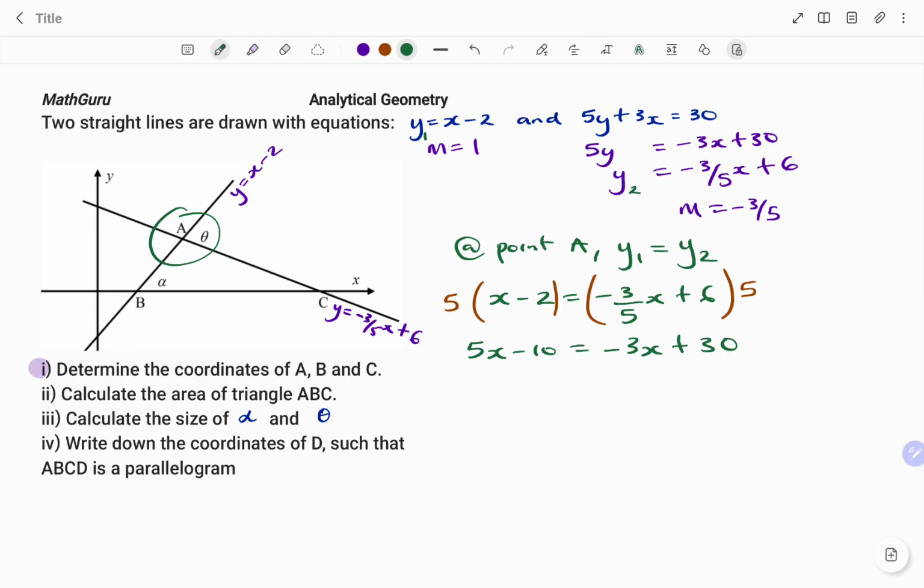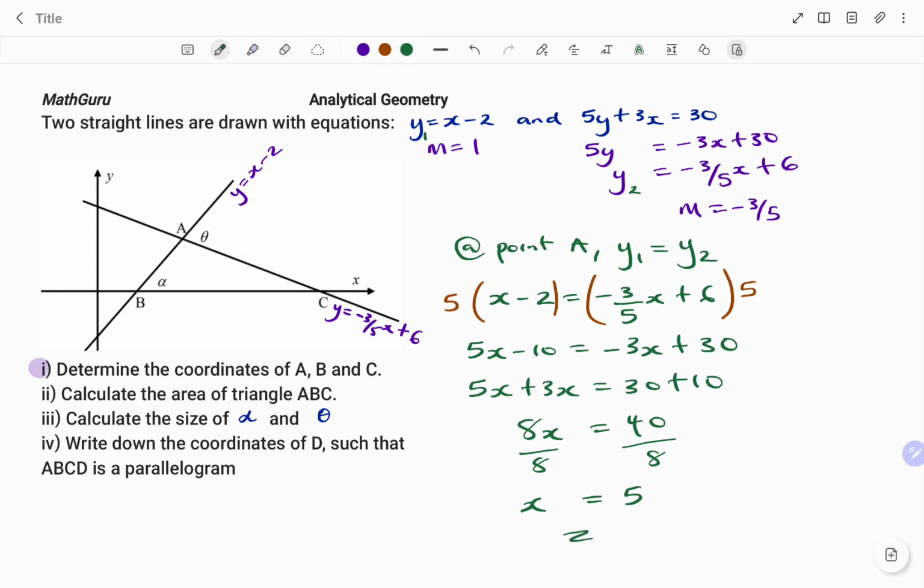To solve for x, I collect like terms, 5x plus 3x. Then I'm going to move my negative 10 to the right hand side. That will be 30 plus 10, so 8x equals 40. And if I divide both sides by 8, I'm going to have x equals 40 divided by 8, that's 5. So at that point, the x-coordinate will be 5.